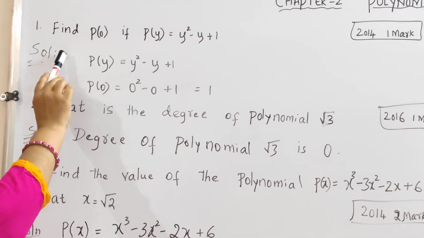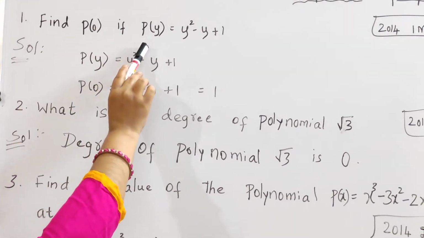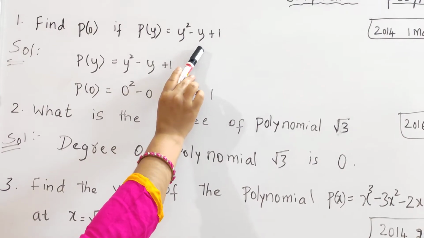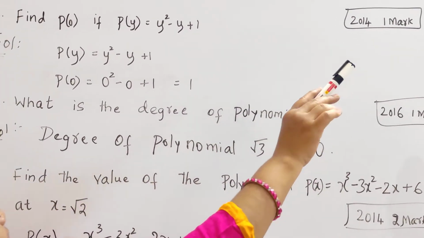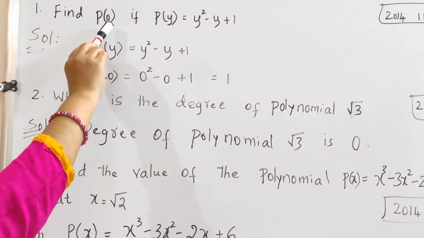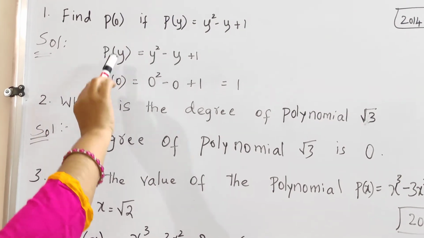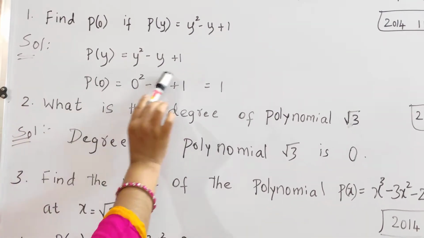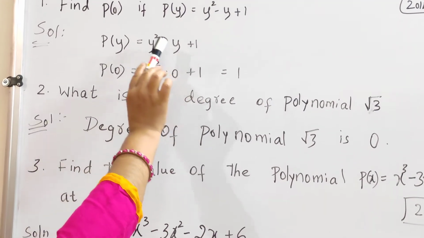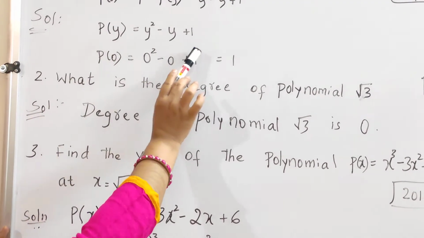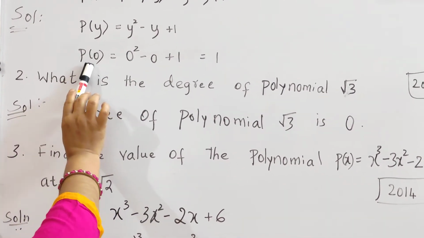So question number 1, find P of 0 if P of y is equal to y square minus y plus 1. This was asked in 2014 for 1 mark. So here the value of y should be taken as 0. This is the polynomial given, P of y is equal to y square minus y plus 1. In place of y, wherever you have y, you go on putting 0 as the value.